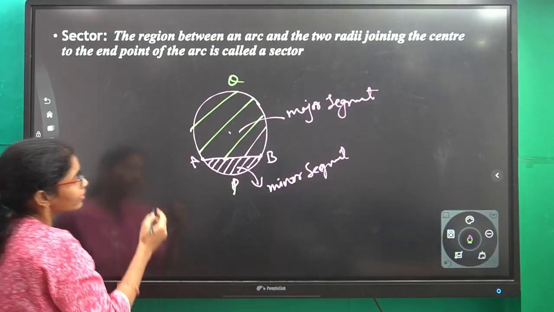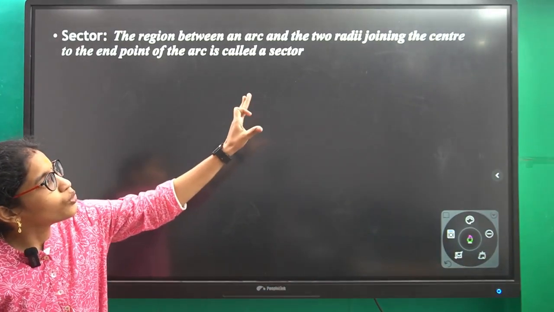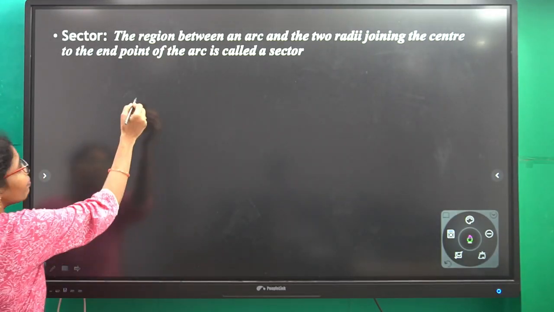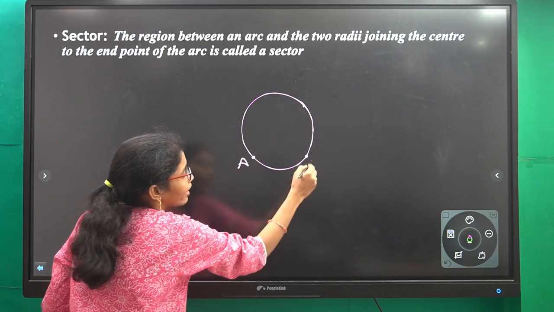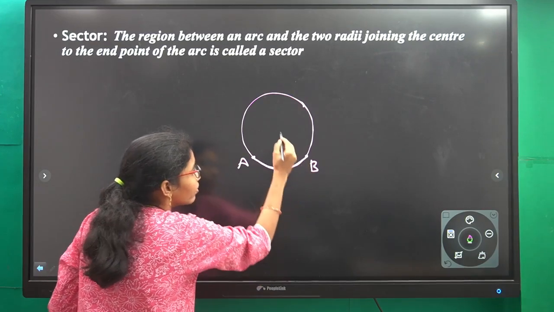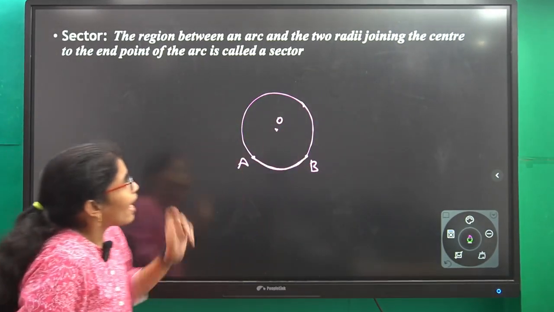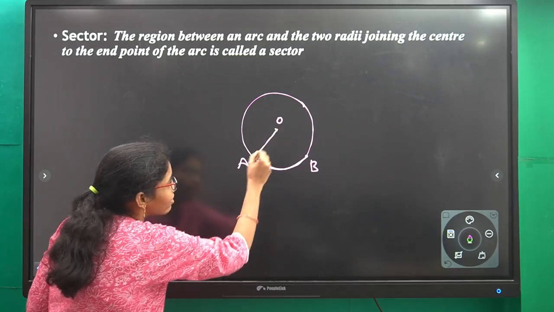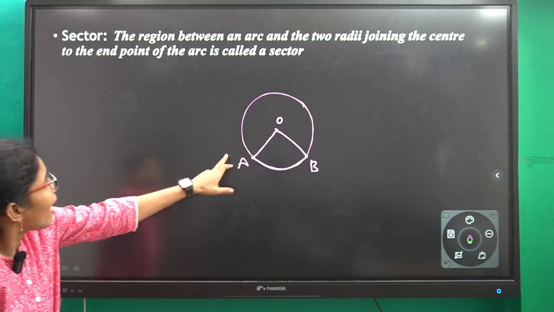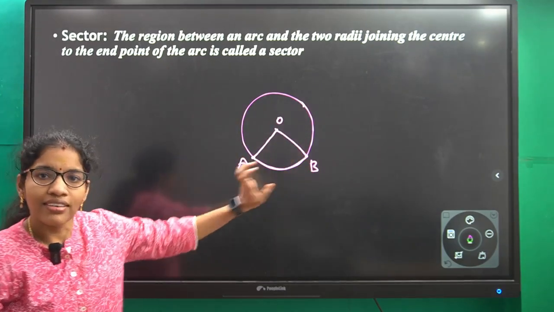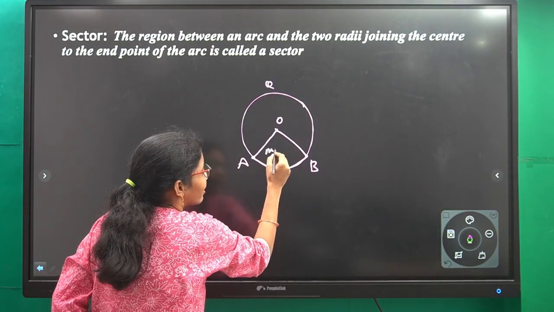Sector is nothing but, it's also a region. The region between the arc and two radii joining the center to the endpoints of the arc. That means I have 2 points here, A and B. This is an arc I have taken. Okay. So the sector is nothing but the region between an arc and the two radii. This is one radius and this is the other radius. The two radii which are joining the center to the endpoints of the arc. This is called what? Sector. So here it is a minor arc. So this is what? Minor sector.